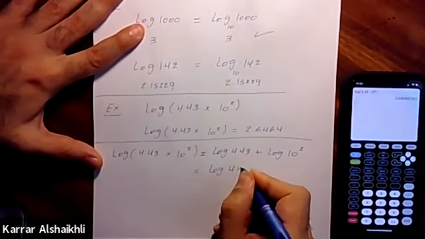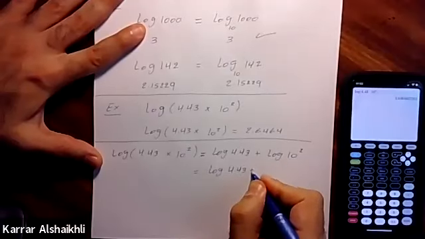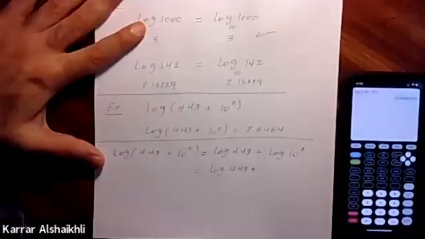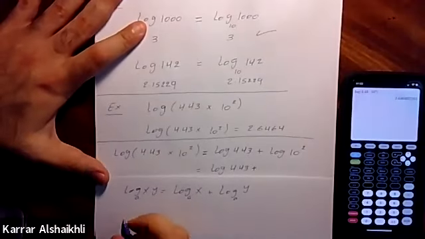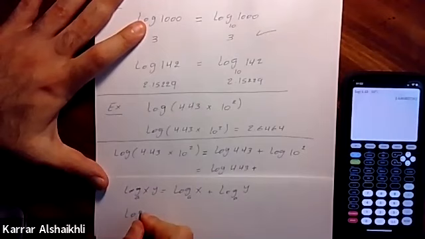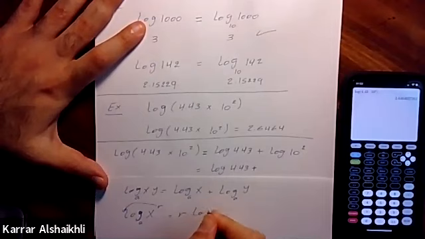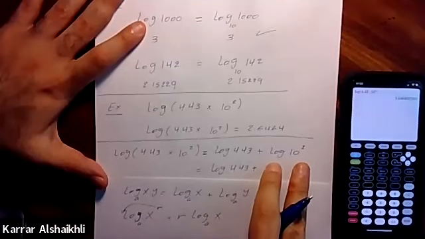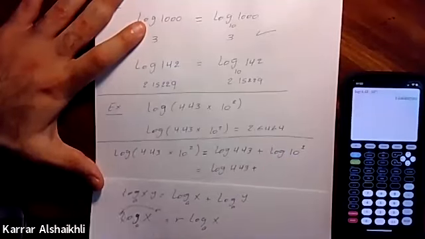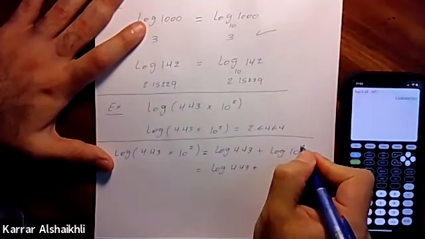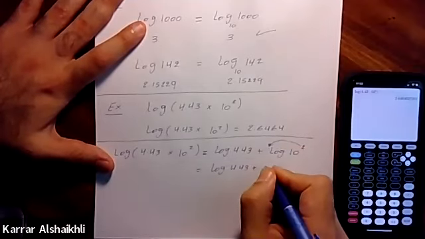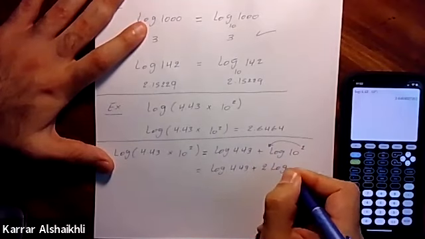Log 4.43 plus, there is another rule, we took it yesterday. It says, if you have log to the base a of x to the exponent r, we're just going to move the exponent. So it's going to be r log to the base a of x. I'm going to use this rule here on this part. I have exponents, so I'm going to move the exponent to the front. So it's going to be 2 log 10.